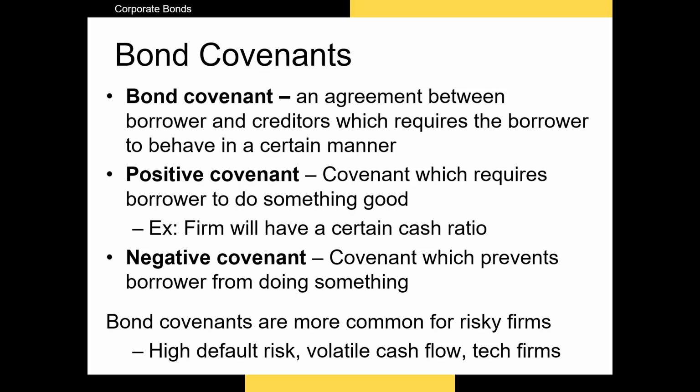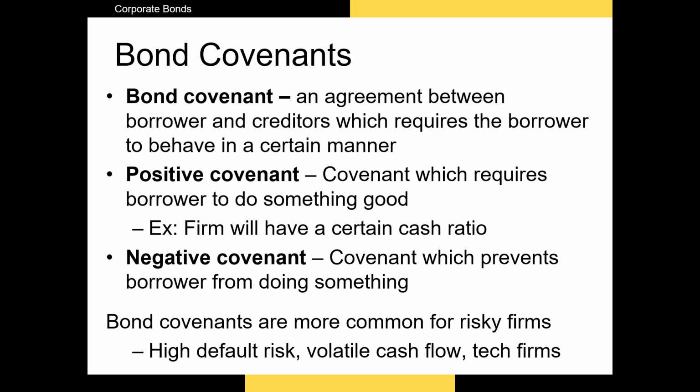There are two kinds of bond covenants. Both are statements in the indenture agreement. Positive covenants are covenants that state the firm will do something good, like maintain a cash ratio or a quick ratio above a certain value. Negative bond covenants are covenants that restrict the firm from certain actions, like issuing new bonds or issuing a dividend to shareholders for the first time while our bond is still maturing.